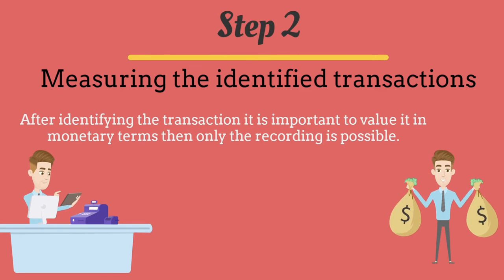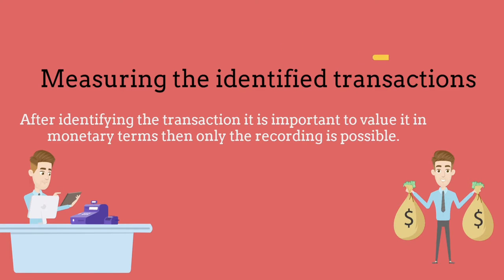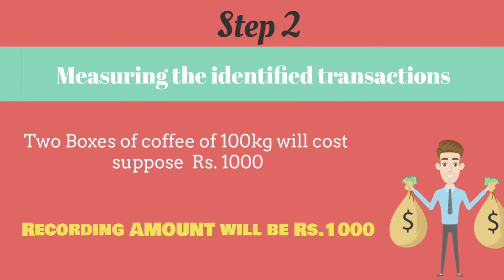Now let's see step 2, measuring the transaction. After identifying the transaction, it is important to value it in monetary terms, and only then is recording possible. 2 boxes of coffee of 100 kilograms will cost, suppose, 1,000 rupees. Then the recorded amount is 1,000 rupees.